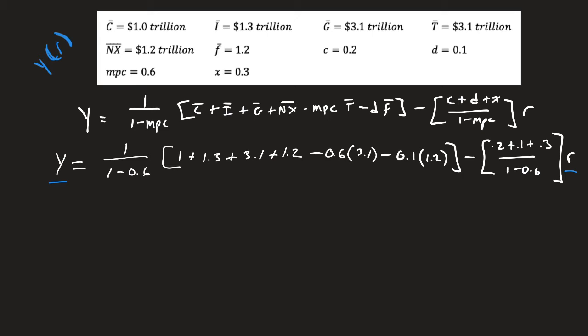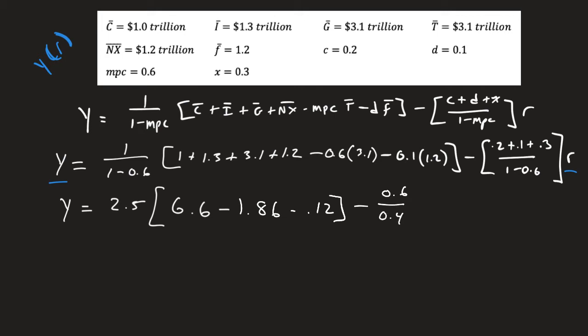So we can go ahead and start to fill this out with a calculator. So 1 over 0.4, which would be 2.5. On the inside here, what do we have? We have 6.6. We have 6.6 minus 0.6 times 3.1, which is 1.86. And then minus 0.1 times 1.2 would be 0.12. And then over here, we have 0.2 plus 0.1 plus 0.3. That's 0.6. So that's going to be 0.6 divided by 0.4 times R.